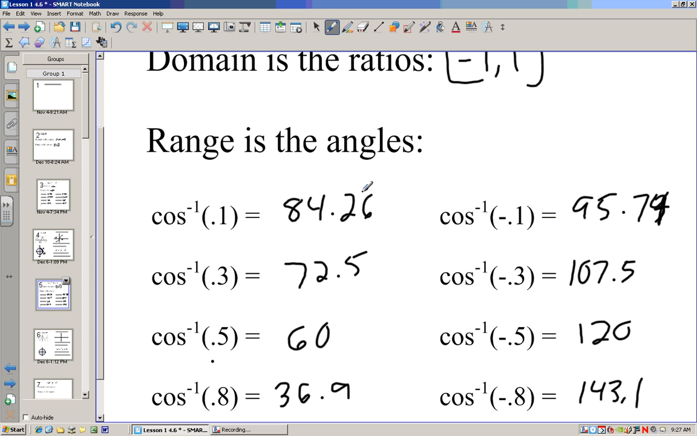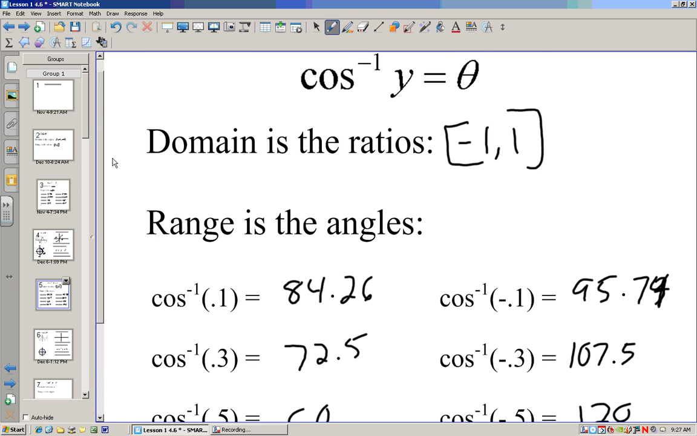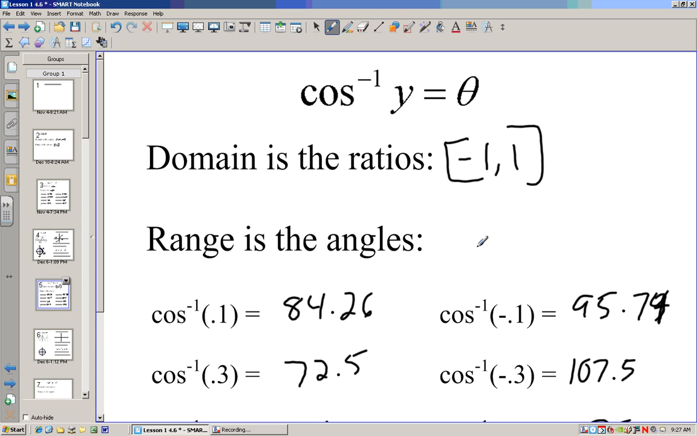Now, notice how none of the angles are negative here. So the range of the angles here gets closer and closer to 0 as it gets close to 1, and closer to 180 as inverse cosine gets to negative 1. So the range of angles is from 0 to 180, and 0 and 180 are included.